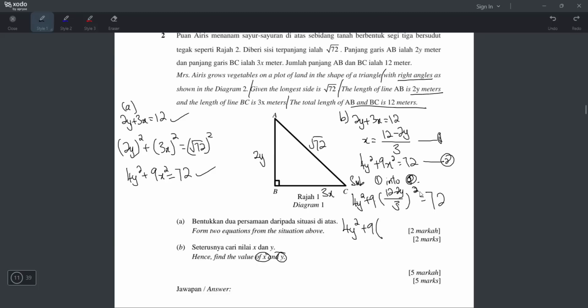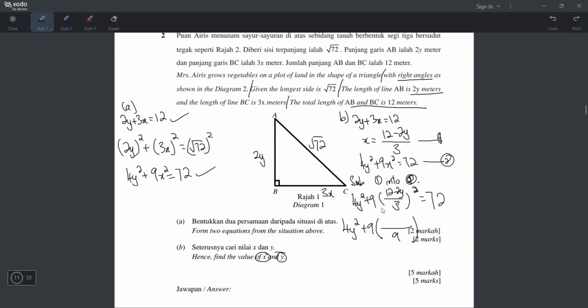Sekarang kita kena buat yang square ni dulu. And this square is siapa kena square? Atas kena square atau bawah kena square? Both. Both also kena square. 3 also kena square, 12 minus 2y also kena square. So when you take 3 square, you get 9 like this. And then what happens when you take 12 minus 2y square?